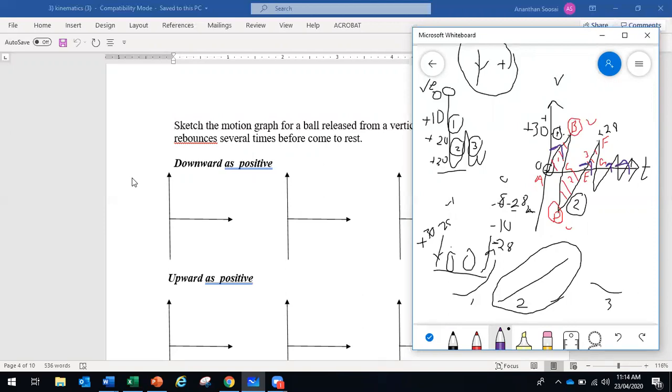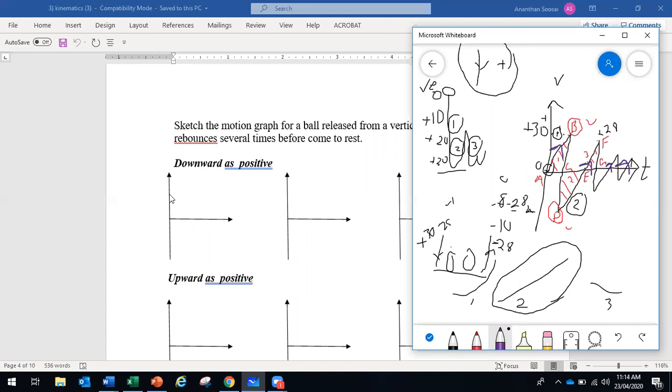Constant acceleration. Yes, the gradient is the acceleration. So must it be parallel or not? Parallel. Why? Because the acceleration is gravity, 9.81, so all the gravity must be the same. So it should be parallel. Remember in the exam, if they ask you to sketch, make sure the lines are parallel. Good.